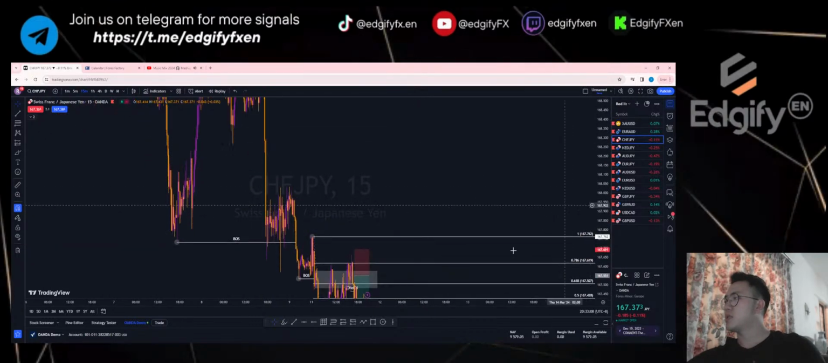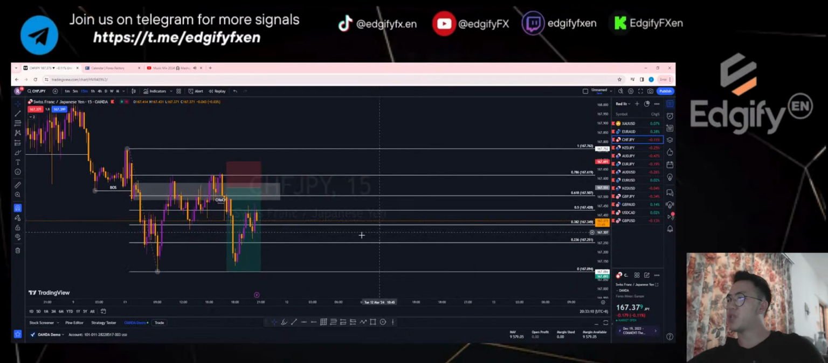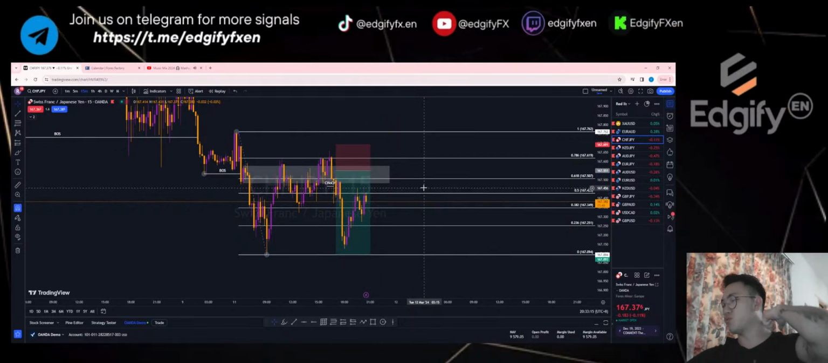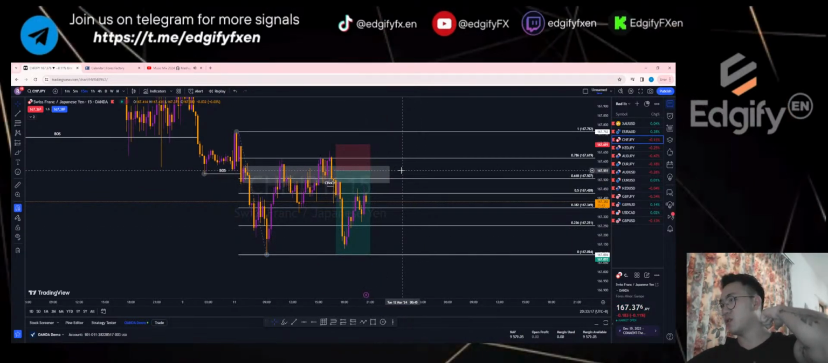So if it reverses, then we will look for a buy. CHF JPY, I was actually wanting to release this signal, but the price did not come back to where I intended it to be, about this level here.